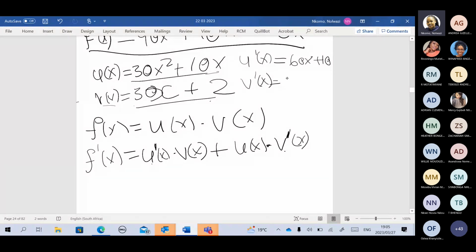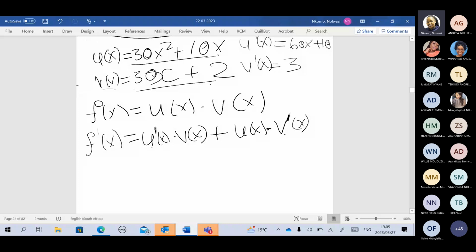So we now have u prime, v prime. The next step is to substitute those back here. And if we do that, we have u prime as 60x plus 10, right, and our v is 3x plus 2, right, and our u is 30x squared plus 10x, right? That's our v prime is 3.